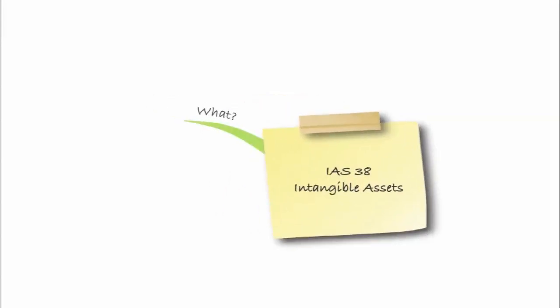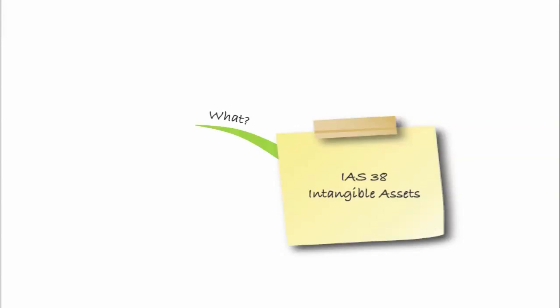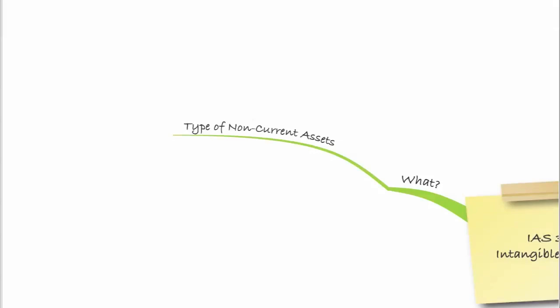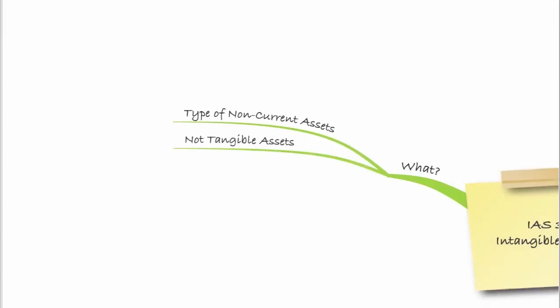So the first part of that was, what is an intangible asset? Well, an intangible asset is a type of non-current asset. So it will be up there with your non-current assets, but it's not tangible. I think of this as an intangible asset being something you can't touch. So we're thinking about things like patents, franchises, goodwill, those sorts of things that are assets to the business, but you can't physically touch them. They have no physical substance.